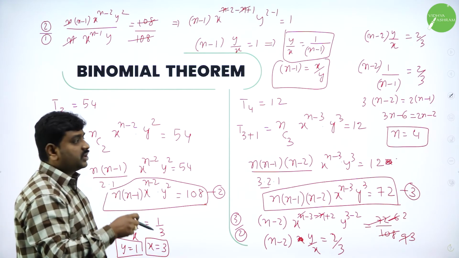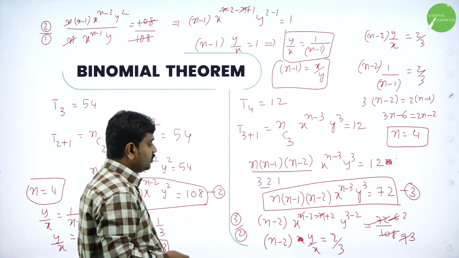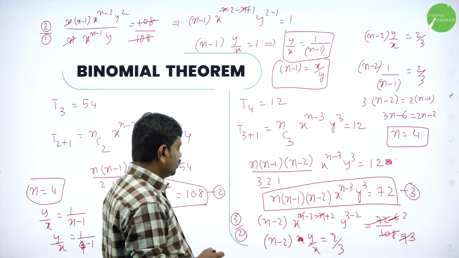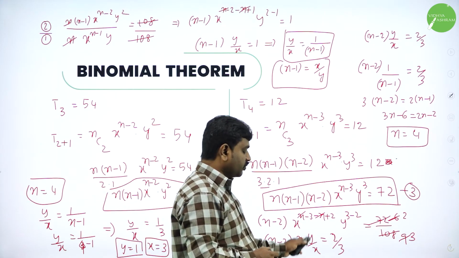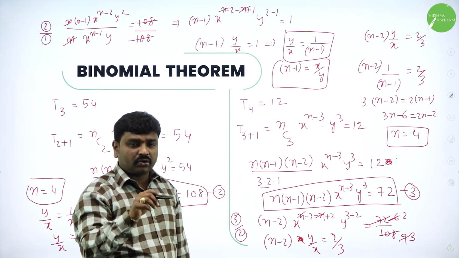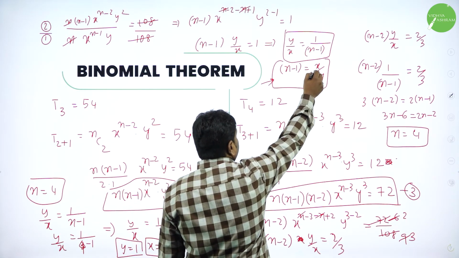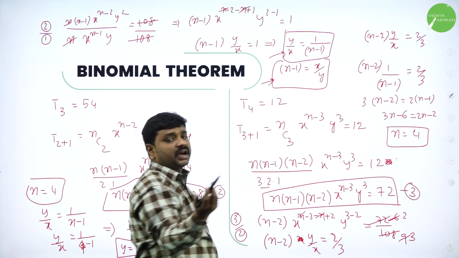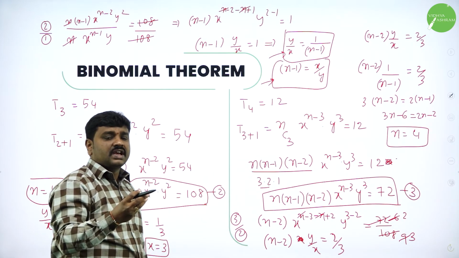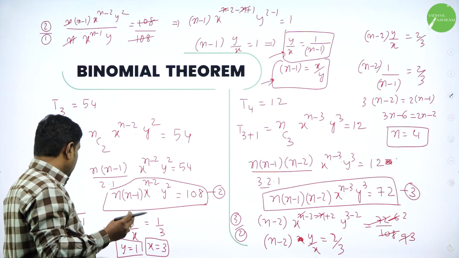First you divide 2 by 1, you will get y by x value. Then you divide 3 by 2, you will get n minus 2 into y by x. Substitute y by x, you will get n. N is equal to 4. Substitute in the particular equation, n minus 1 here and compare. By comparison, you will get the value of x as 3, y is 1 and n is 4.